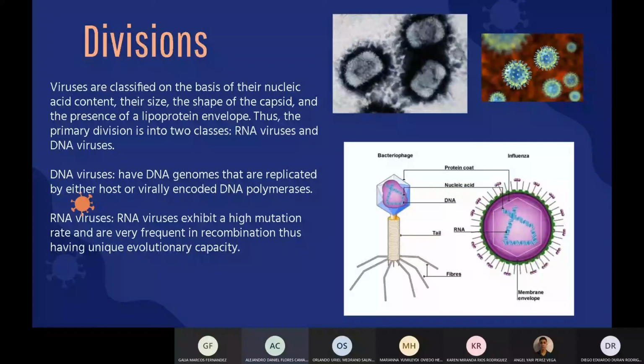Divisions. Viruses are classified on the basis of their nucleic acid content, their size, the shape of the capsid, and the presence of a lipoprotein envelope. Thus, the primary division is into two classes, RNA viruses and DNA viruses. DNA viruses have DNA genomes that are replicated by either host or virally encoded DNA polymerases. RNA viruses exhibit a high mutation rate and they are very frequent in combinations, thus having a unique evolutionary capacity.